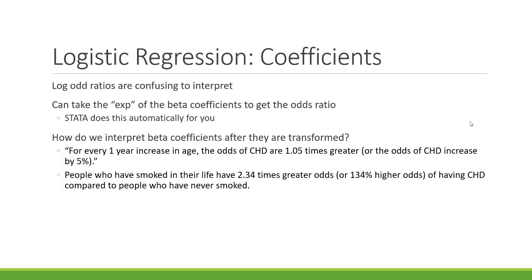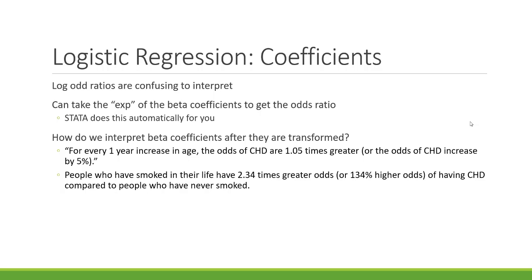And you could also convert that to a percent. You do 1 minus that odds ratio, and you get the percent. We've talked about that previously as well. You could say the odds of CHD increase by 5% for every 1 year increase in age. So a 5% increase is still a multiplicative change. It's not an additive change, because 5% will vary based on the actual change is.